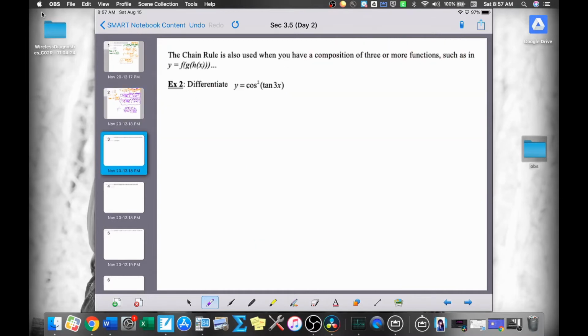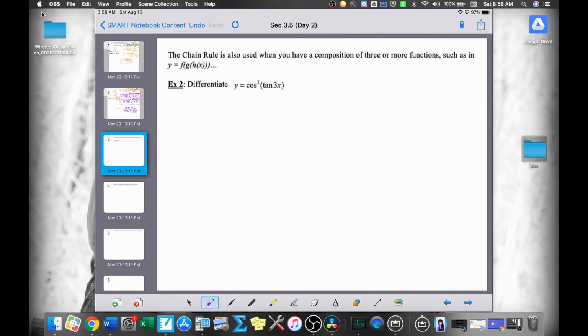The chain rule is also used when you have a composition of 3 or more functions, such as if we had y equals f of g of h of x, right? So if we have more than one function, we still use the chain rule. And just like PEMDAS, we start and we work our way.